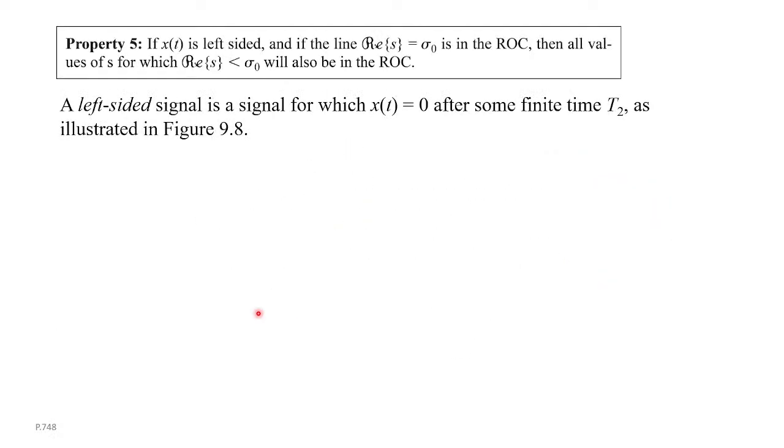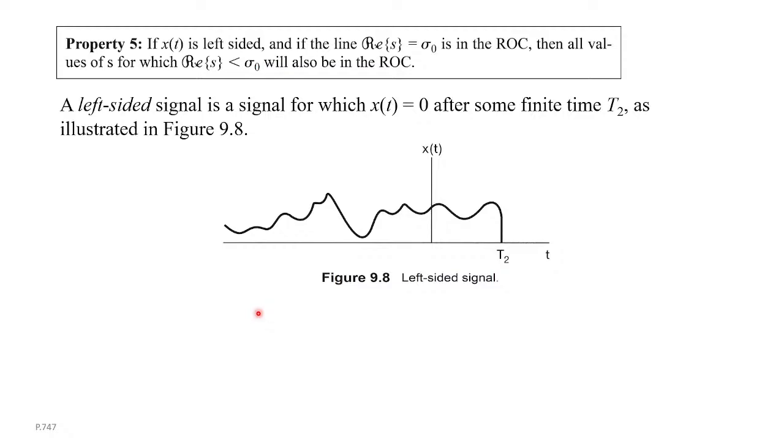Okay, then let's go to another property. Left-sided function: we basically just switch left and right, so not too much to be said. A left-sided function is more like right bounded. You have a boundary on the right. Stopping at T2, for T bigger than T2, your x of t is going to be 0, and it can be anything on the left. And once again, the ROC is going to be on the right side.